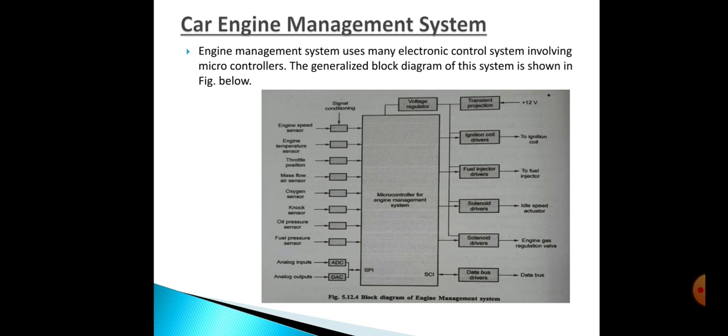The objective of the system is to ensure that the engine is operated at its optimum settings. The system consists of many sensors for observing vehicle speed, engine temperature, oil, fuel pressure, airflow. So you can see in the diagram the inputs: engine speed sensor, engine temperature sensor, throttle position, mass flow air sensor, oxygen sensor, NOx sensor, oil pressure sensor, and fuel pressure sensor. There will be analog inputs and analog outputs, given to the ADC, the analog to digital converter, and the DAC, the digital to analog converter.